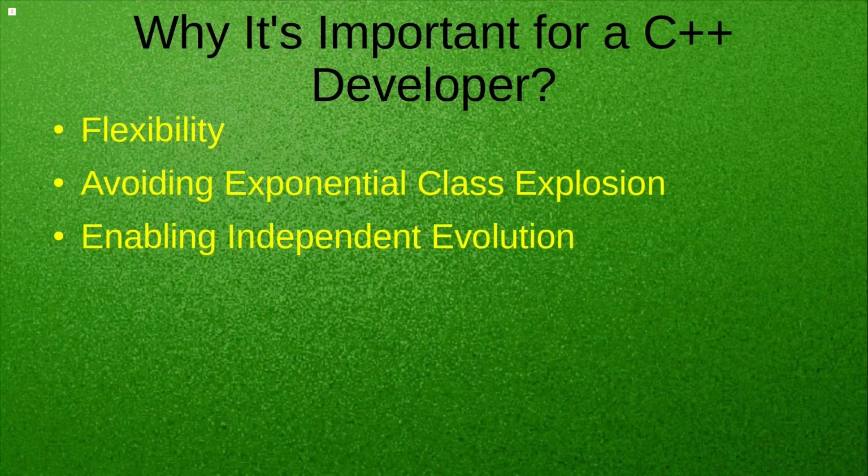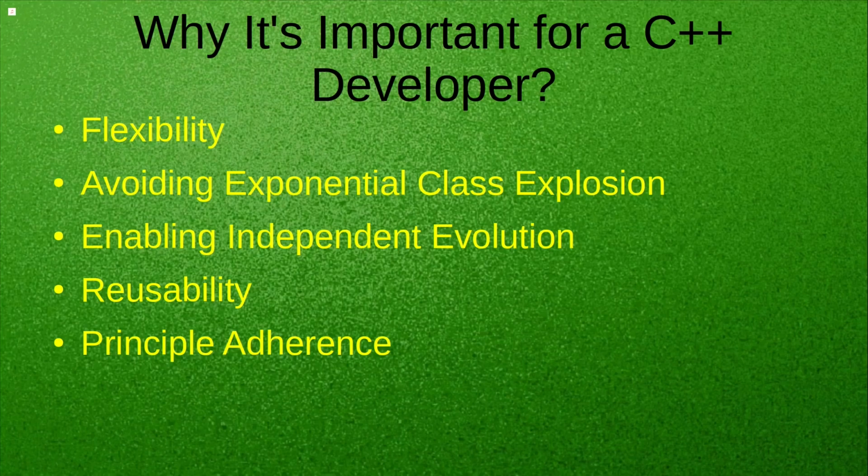Enabling independent evolution. The abstraction and its implementation can evolve independently without affecting one another. For instance, if you have a UI abstraction and different platform-specific implementations, changing the UI abstraction will not necessitate changes in the platform-specific implementation, and vice versa. Reusability. The implementation details are isolated and can be reused across different abstractions.